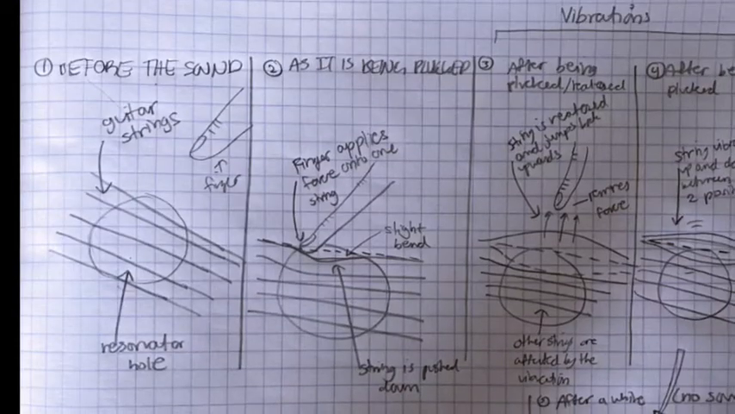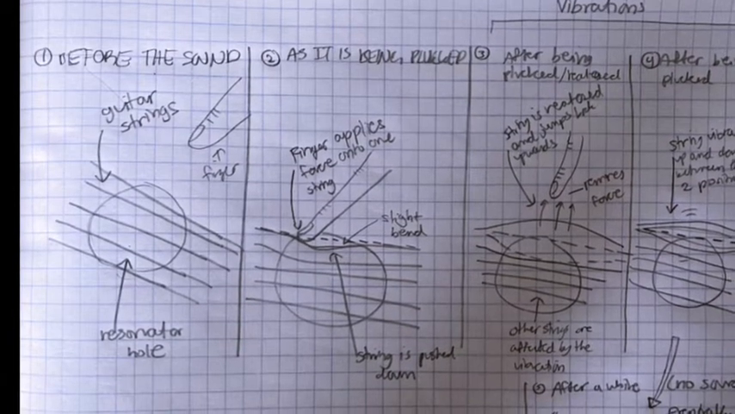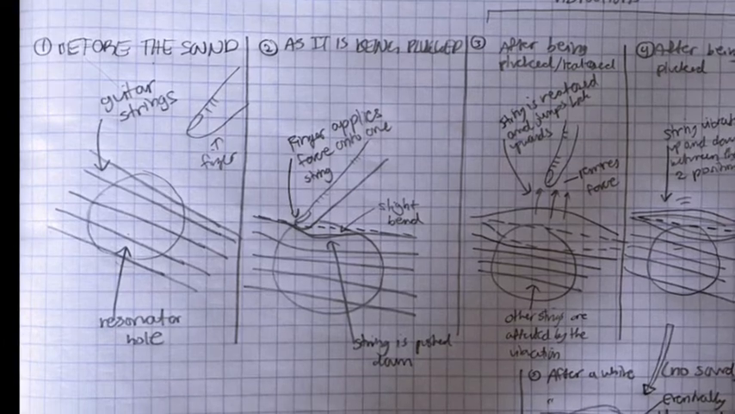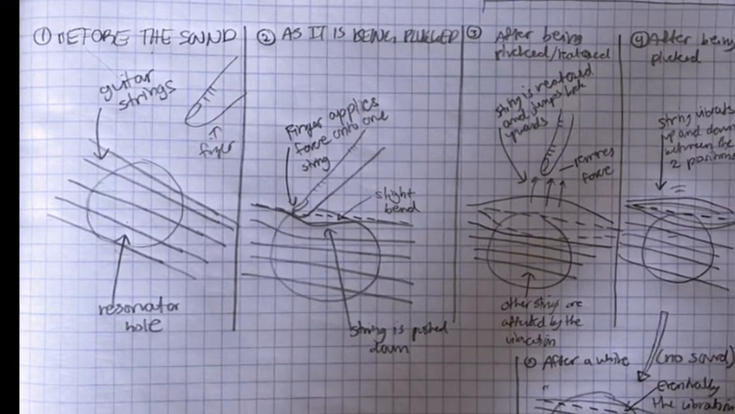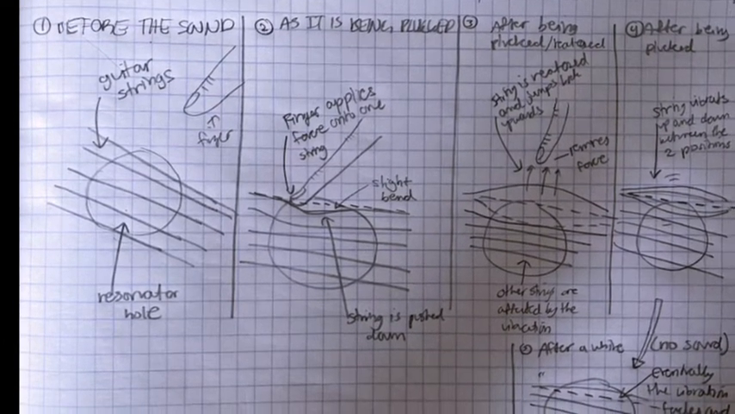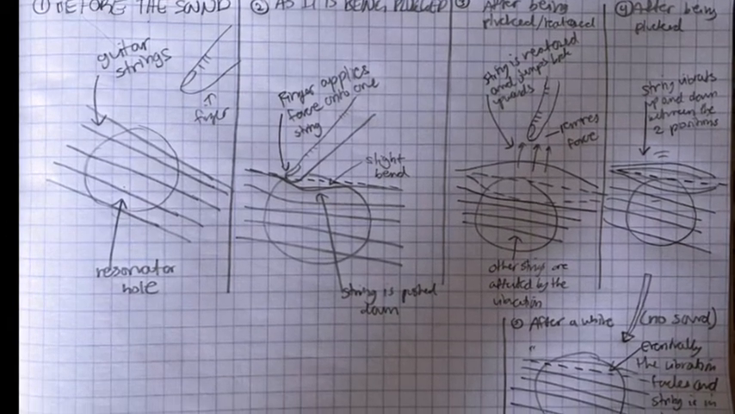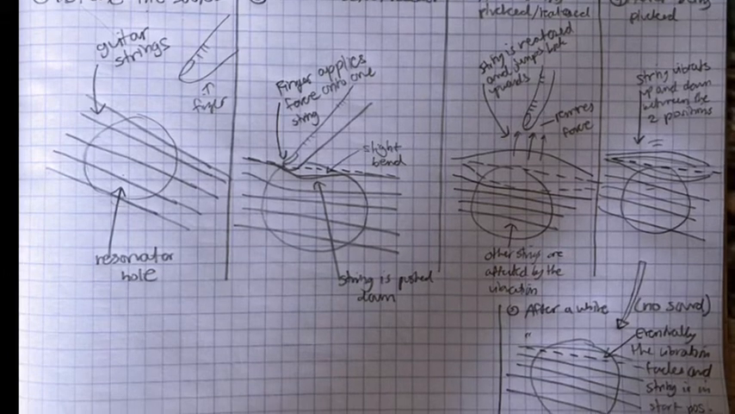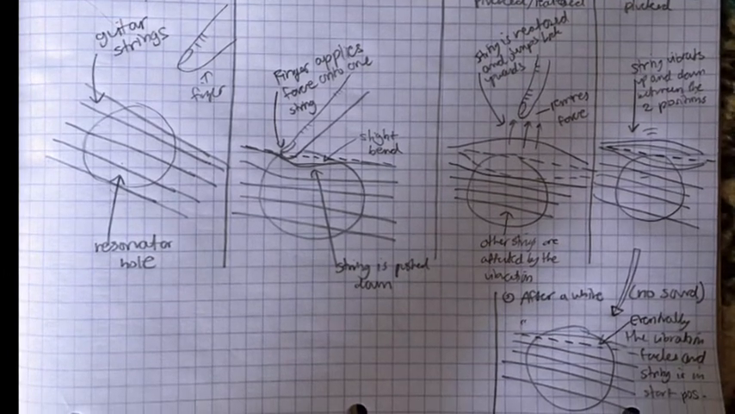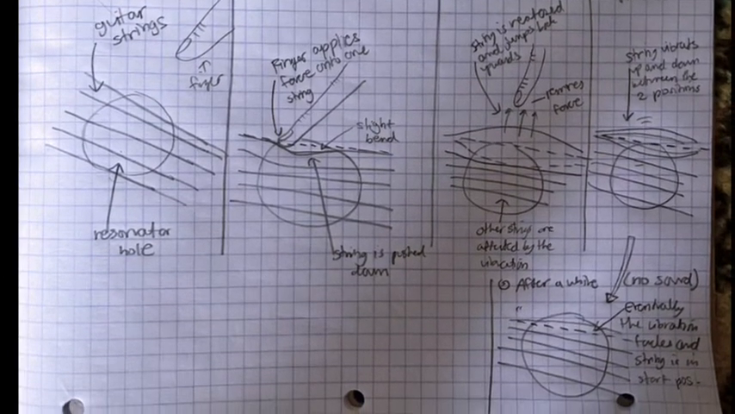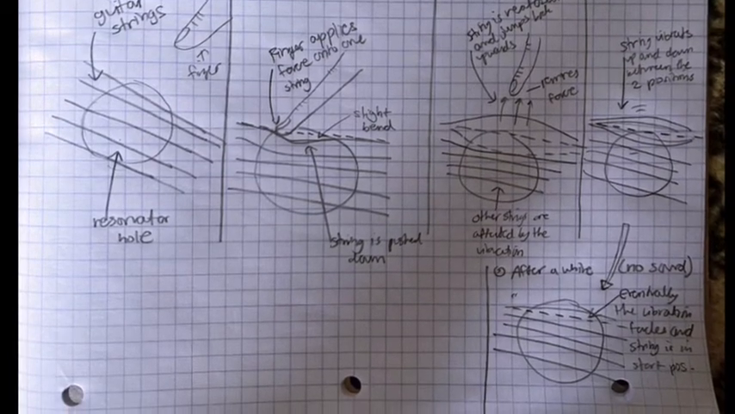This concept is also demonstrated in this diagram I drew. As you can see, before the sound, the strings are shown as being completely still, because no energy has been applied. When the finger is being pushed down, it shows how the string is slightly bending from the energy from my finger. After it is plucked, it shows the path of the vibration, which eventually comes to an end, and after a while, the string is back in its starting position.